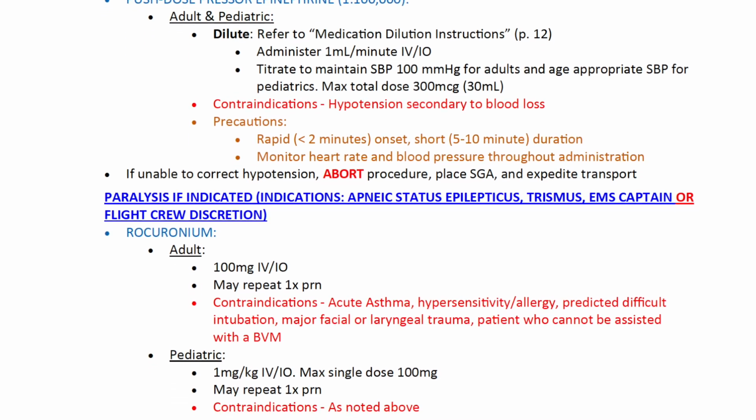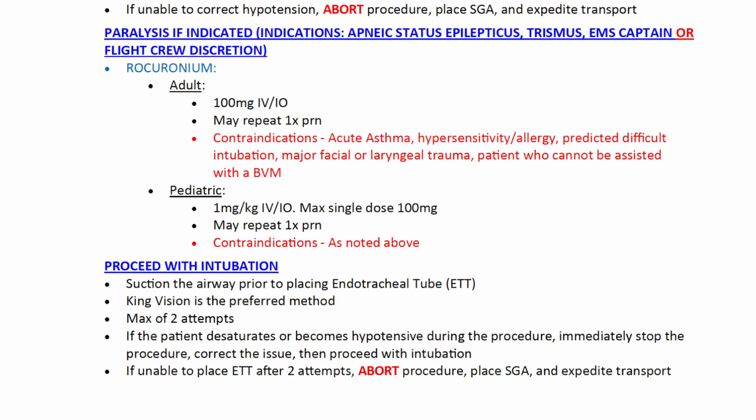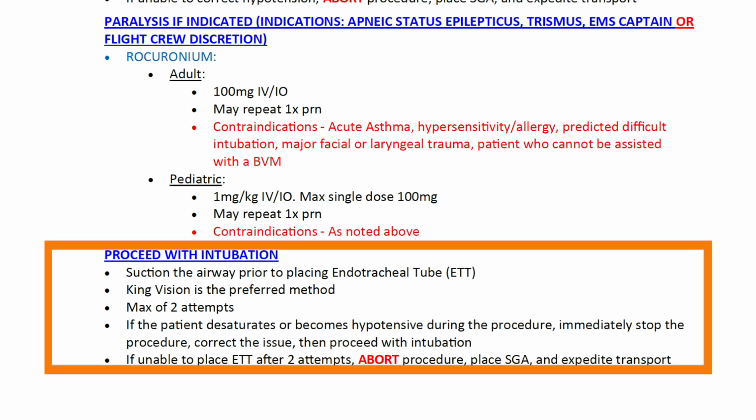There are some contraindications. A newest addition is asthma, which we are not going to be giving this medication for. Also, contraindications include major facial trauma and patients that have previous hypersensitivity reactions to this in the past. The next step is going to be proceeding with the intubation itself. 2 attempts should be made, and if we're unable to intubate the patient at that point, we should insert a supraglottic airway and continue to the receiving facility in an expedited fashion.